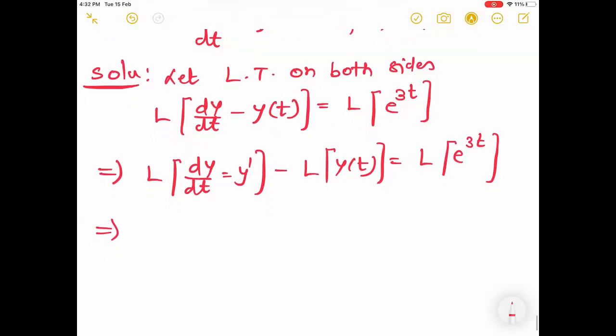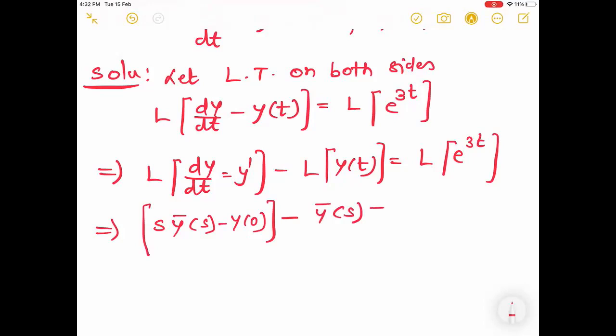Yes, what will be the first term? Y dash का आंसर क्या है? Laplace transform of y dash is s y of s minus y of 0. Very good. Minus the second term is just y bar s.